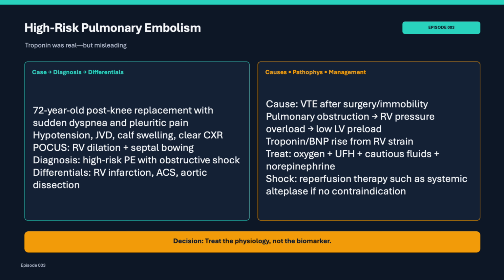Important differential diagnoses included acute right ventricular myocardial infarction, acute coronary syndrome, aortic dissection, tension pneumothorax, and cardiac tamponade.